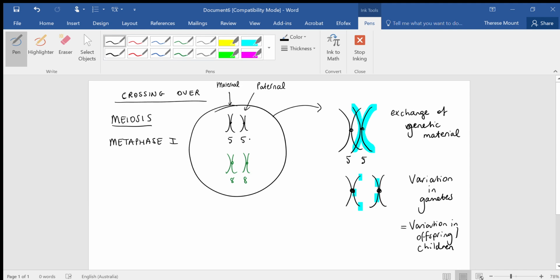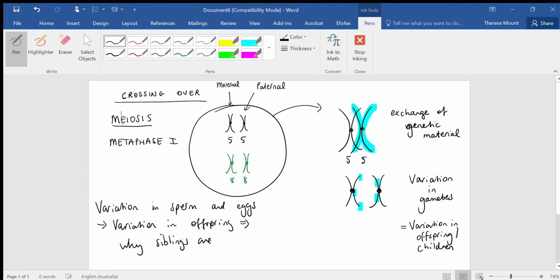So crossing over occurs in males as well, so it leads to variation in sperm and eggs, which leads to variation in offspring. Okay, so it's why siblings are all different, even though they've got the same mum and dad.